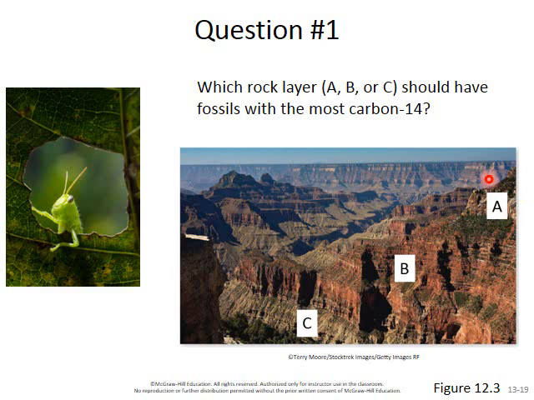The fossils in this rock layer are younger than B and C. So then when you say, well, which ones have the most carbon-14? Younger ones or older ones? Well, since carbon-14 is going to decay over time, that means there will be less carbon-14 in the older rock layers. There will be more carbon-14 in the younger rock layers, in the younger fossils. So A should have the most carbon-14.